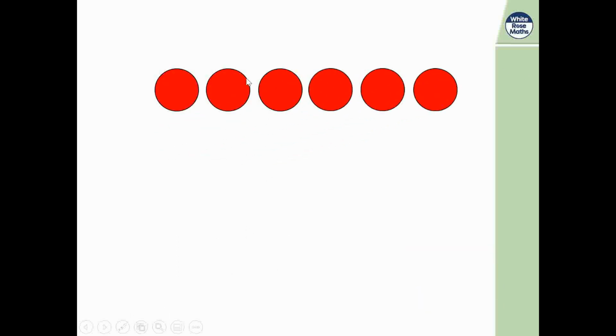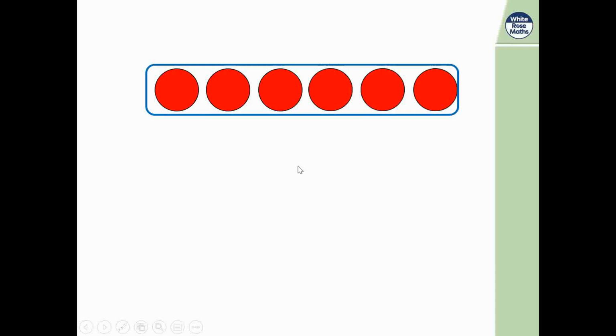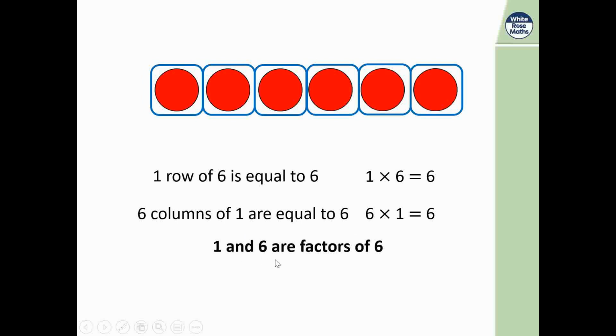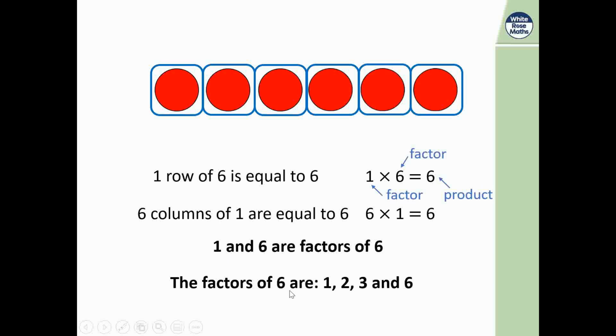Yeah, that's the one we just did. You see, it's 1 times 6. 1 row of 6 is equal to 6. 1 times 6. 6 columns of 1 are equal to 6. 6 times 1. 1 and 6 are factors of 6. The factors of 6 are 1, 2, 3, and 6.